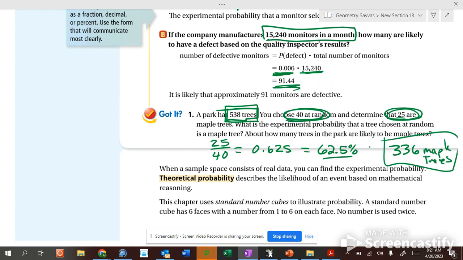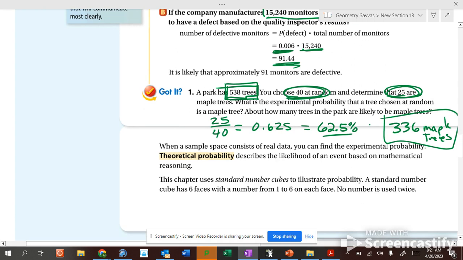336 maple trees. About. Because we don't know for sure. That's about how many we're going to have. So that's experimental probability. You have a situation, you figure out the percent, and then you multiply it by another number. Because you're not going to count every tree. You're just going to take a random sample, figure out the percentage that are maple, and then multiply it by all the trees.